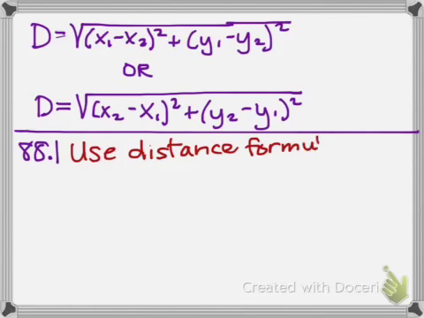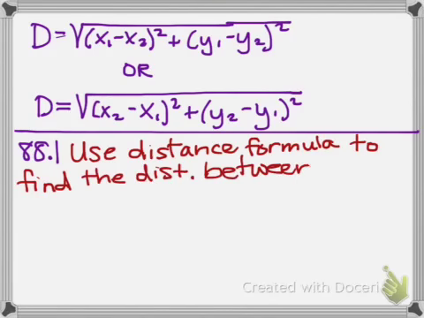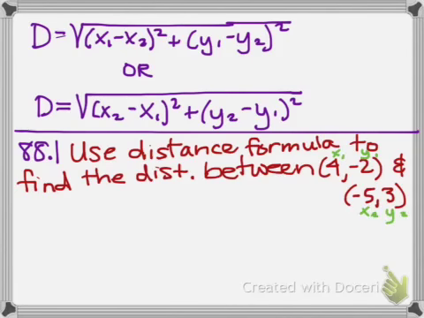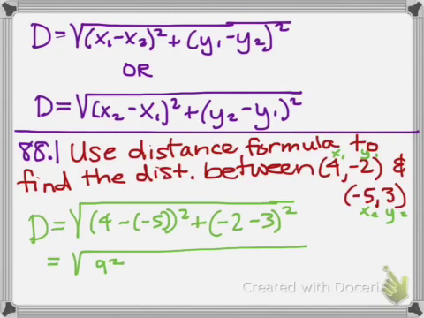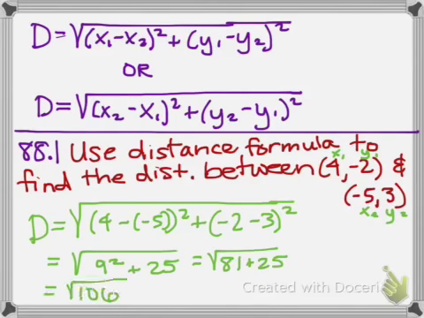So let's do an example. Use the distance formula to find the distance between 4, -2 and -5, 3. This time we don't need to graph it because we have our 2 points. We have x1, y1, x2, and y2, and we just plug them into the formula. So 4 minus -5, quantity squared, plus -2 minus 3, quantity squared, and then we just simplify. 4 minus -5 is 9, square that, and -2 minus 3 is -5. -5 squared is 25. So 81 plus 25 is 106, and the distance is the square root of that.